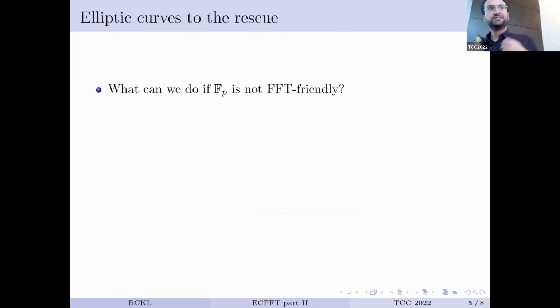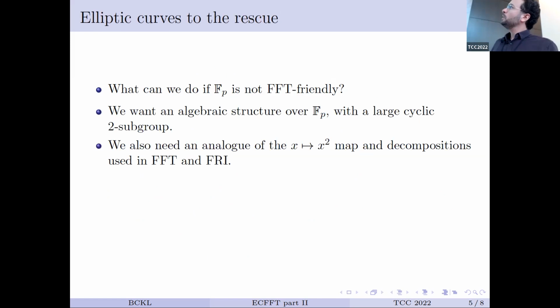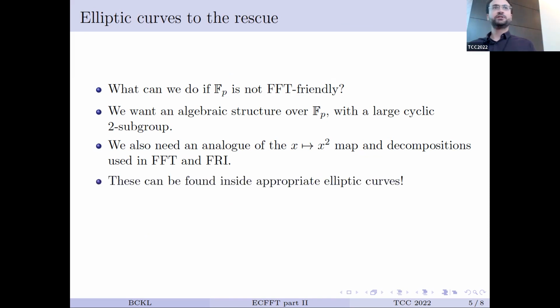So what can we do if the field is not FFT friendly? What we want is some other kind of algebraic structure, not the multiplicative group, but one that still has a large cyclic 2 subgroup. We want it to be cyclic so that it can encapsulate some kind of iterative computation, like the recurrence formula that we had. And we want the 2 subgroups so that it will have all of the substructures that we want, fast transforms and so on. We also need some analog of the squaring map, and the decomposition of functions into odd and even parts, which we need for FFTs and FRI in order for all of the things to work out similarly. And we can get all of these things from elliptic curves.